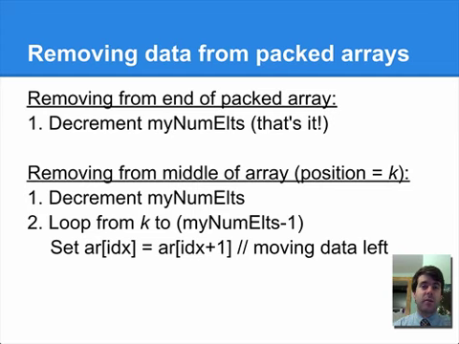which has the effect of deleting it. So all you have to do if you're going to remove something from the end of a packed array is just subtract 1 from min_else.